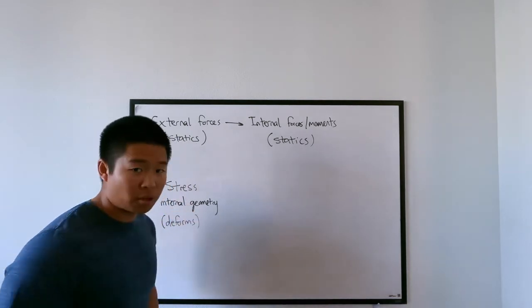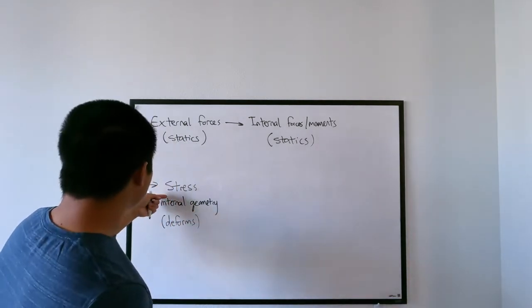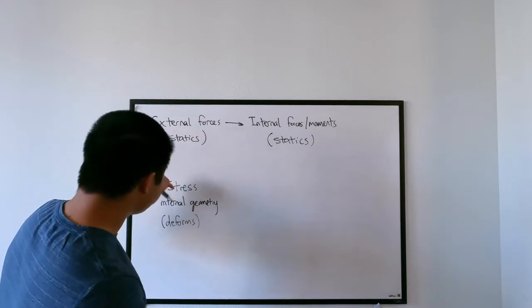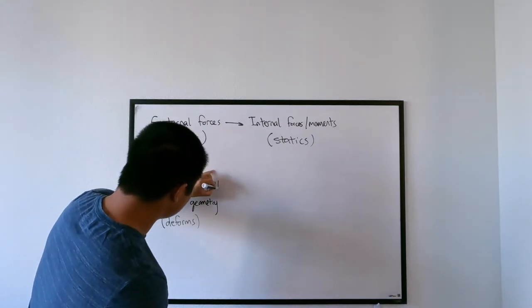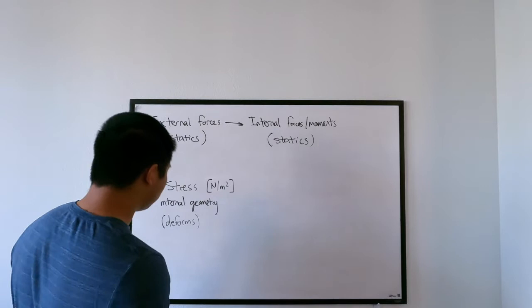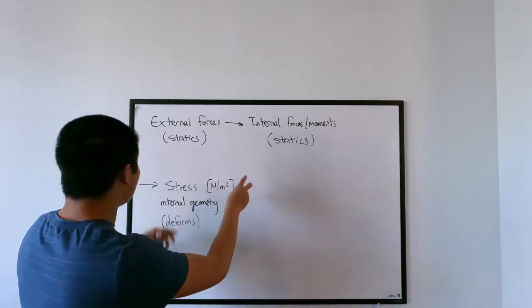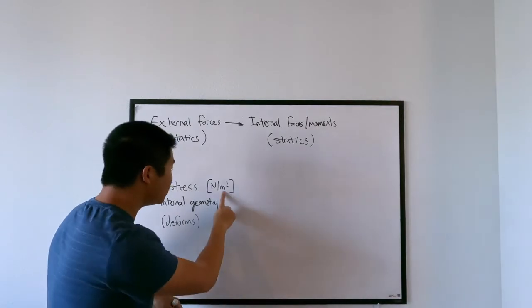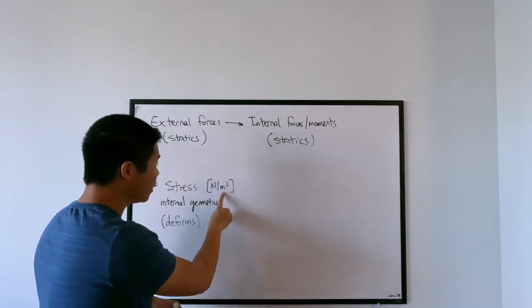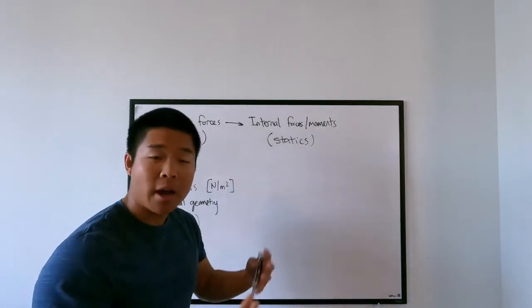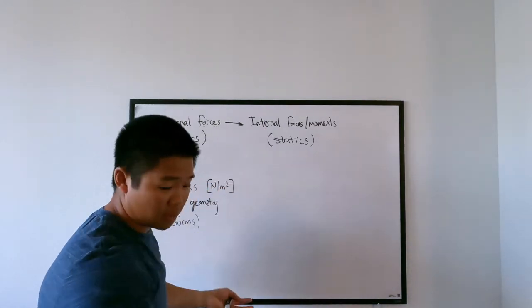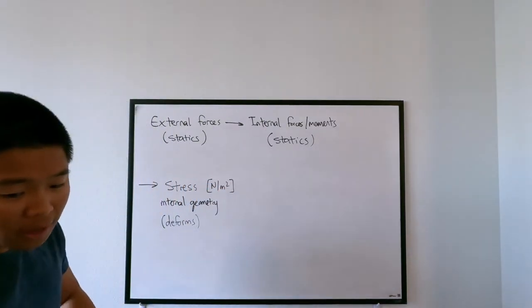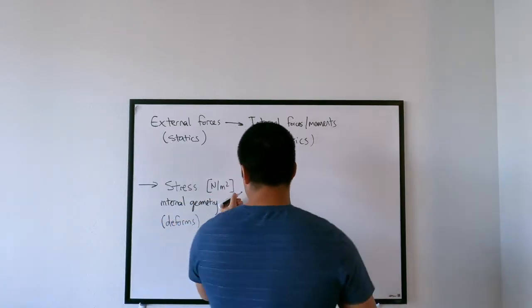So we care about the internal geometry. And I'll say the stress has units of newtons per meter squared, right? As you can imagine, newtons comes from the external forces and the internal forces and moments, and the meters squared comes from the internal geometry. In other words, the cross-sectional area of our piece. After that, we care about deflection.